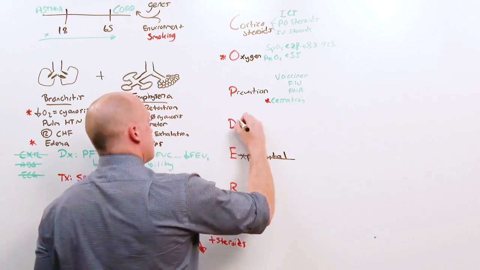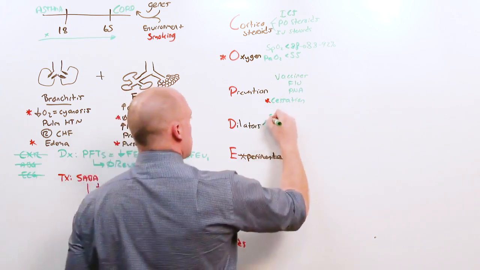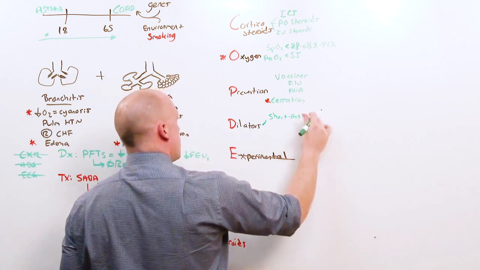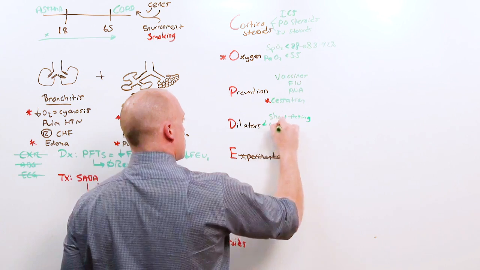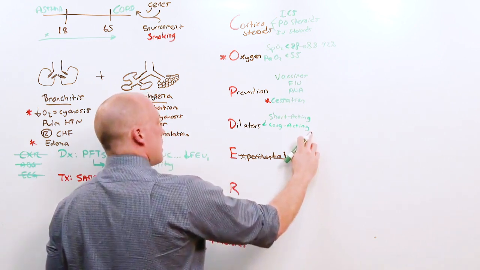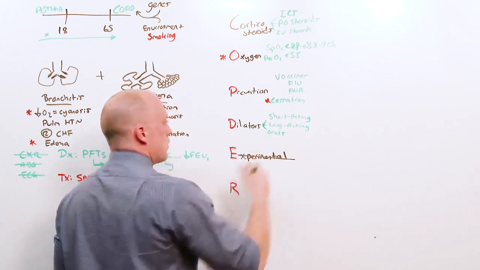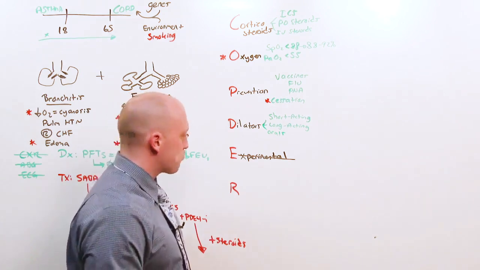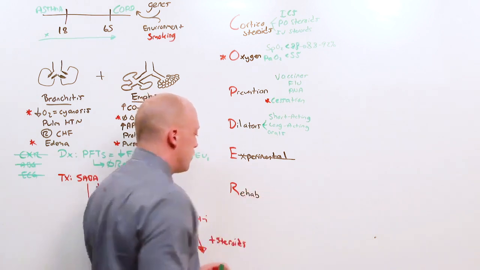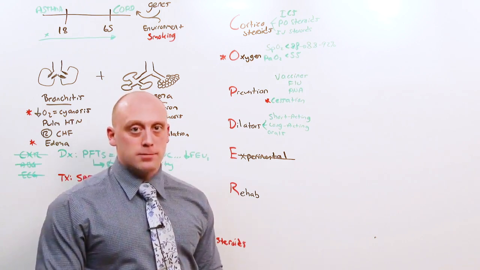D is the dilators. And this comes in the form of short-acting, tiotropium, albuterol, long-acting. This is the LAMAs and the LABAs and the orals, theophylline and the phosphodiesterase 4 inhibitors. And R stands for rehab. Rehab can improve overall exercise capacity, but again, doesn't change mortality.